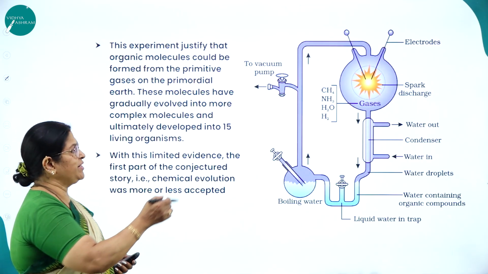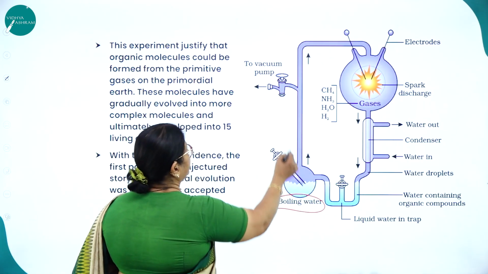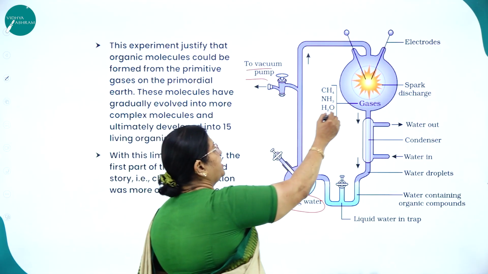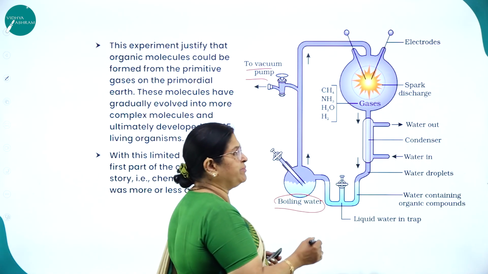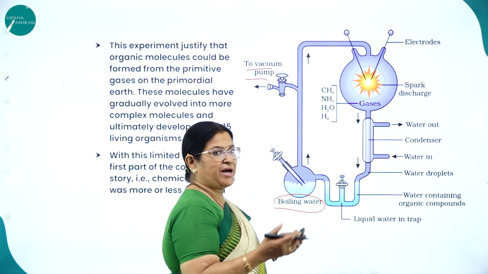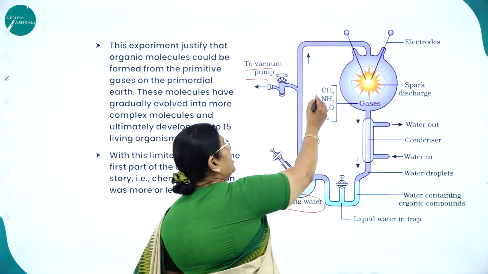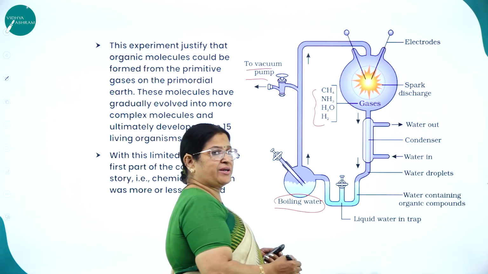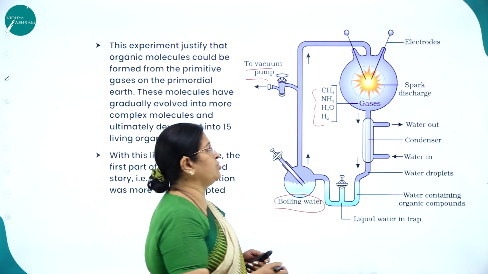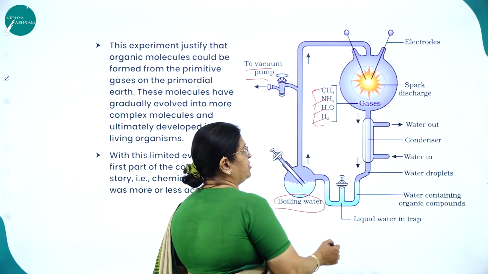So this is the experimental setup. You can see he took a round bottom flask with boiling water here. Here you can see the vacuum pump, and it is designed in this way. And this is called the spark discharge chamber, where 2 electrodes are introduced so that a spark or electric current is generated. When all the gases are passed into the spark discharge chamber, they mix along with the heat that is produced through the electrodes. So methane, ammonia, hydrogen and water.